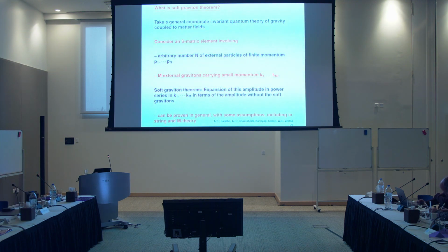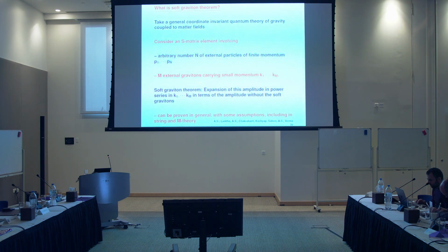And in this theory, we consider an S matrix that involves some arbitrary number, say n, of external particles of finite momentum p1 to pn. These particles can be anything. They can be gravitons or photons, they can be heavy string states. They can be nuclei, atoms, molecules. Even stars, black holes. It does not matter. Any external particles.